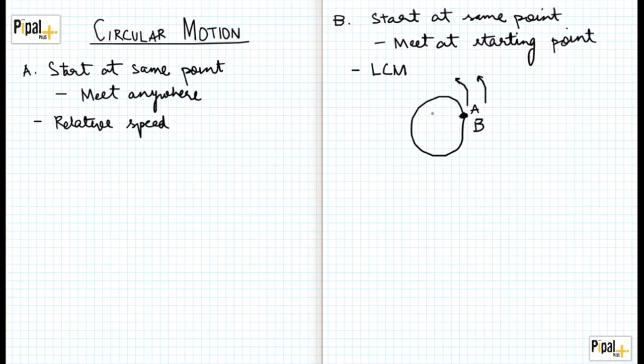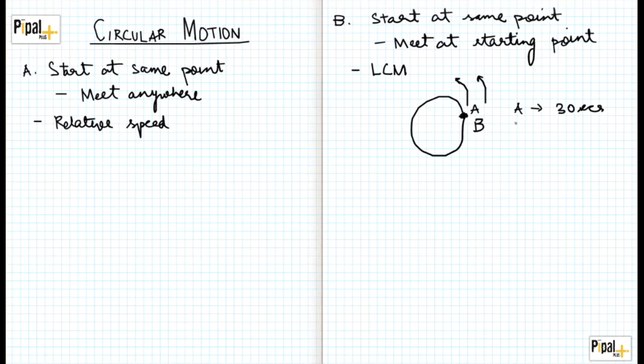So the answer to this is fairly straightforward. If we are able to calculate the time that A takes to complete one circle, right? Let's say A takes 30 seconds to complete one full circle, right? So that means every 30 seconds he's at the starting point. So 30, 60, 90, 120 and so on are the points in time when A will be at the starting point.